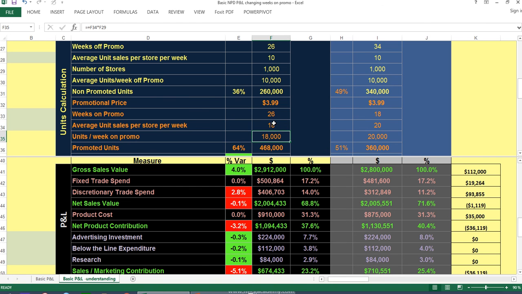If you go to 18 and it doesn't achieve 20 because you promoted so much more, then you're going to sit at negative 5% in your P&L. So these are just some examples of the way the P&L gets affected when you start promoting more or less, based on retailer demands or maybe your internal planning.